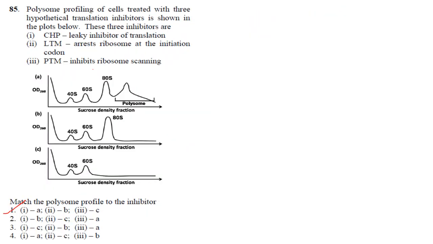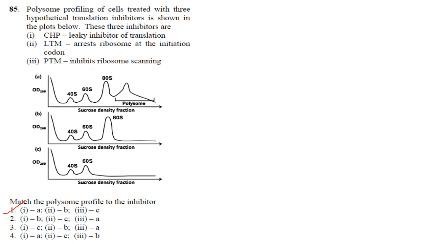Then next one. Polysome profiling of cells treated with 3 hypothetical translation inhibitors is shown in the plot below. These 3 inhibitors are CHP, leaky inhibitor of translation, LTM, arrest ribosome at the initiation codon, PTM, inhibit ribosome scanning. Match the polysome profile to the inhibitor. So 1 will be A. Why? Because leaky means some protein is synthesized. So polysome will be formed. So this must be 1. 1 must be A.